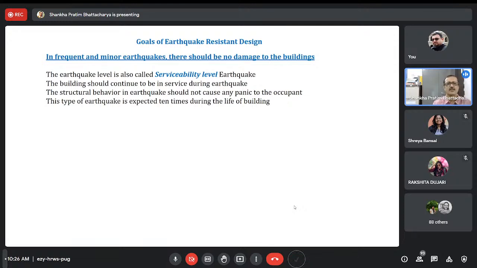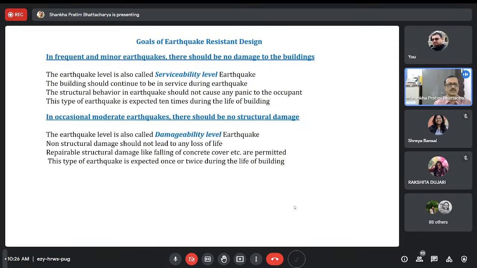Panic in the sense that you may feel it and act accordingly, but it will not be so panicky that you are shouting and trying to escape. This type of earthquake is expected 10 times during the life of the building. The second one is the occasional moderate earthquake, suppose around 6.5 to 7. This type of earthquake is expected once or twice during the life of the building. It is called the damageability level earthquake.